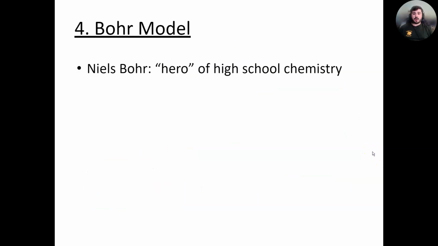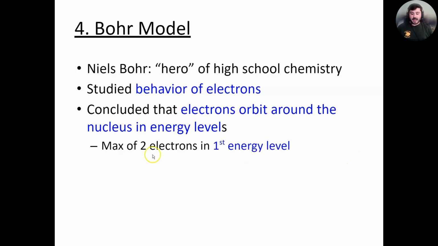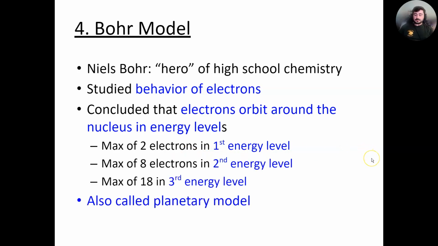Next up here is the Bohr model. It's the fourth one we're going to talk about. Niels Bohr is the guy's name here, and he studied the behavior specifically of electrons. His conclusion was that electrons orbit around the nucleus in what are called energy levels, and the max of each energy level is as follows. A maximum of 2 electrons in the very first energy level, a max of 8 electrons in the second energy level, and a max of 18 in the third energy level.